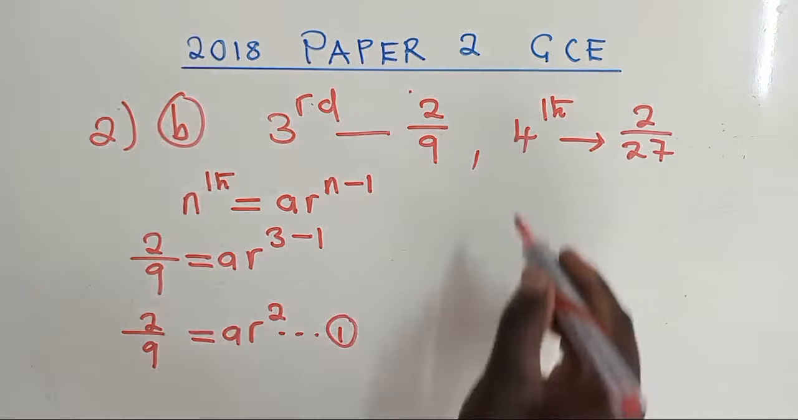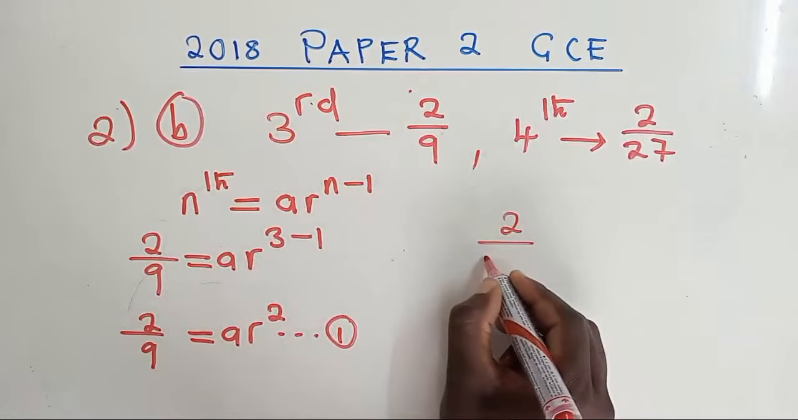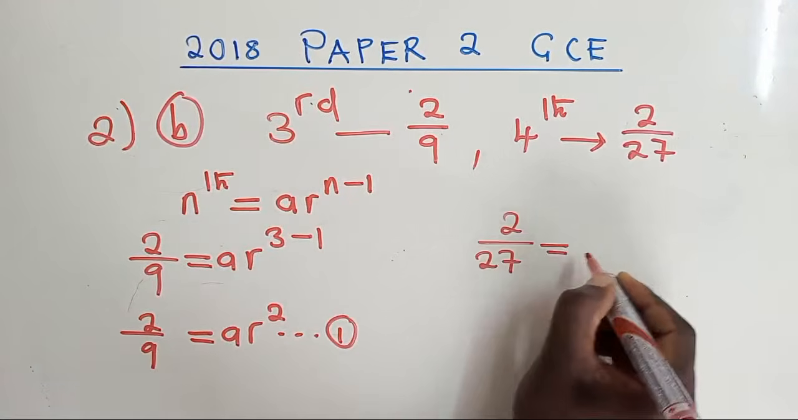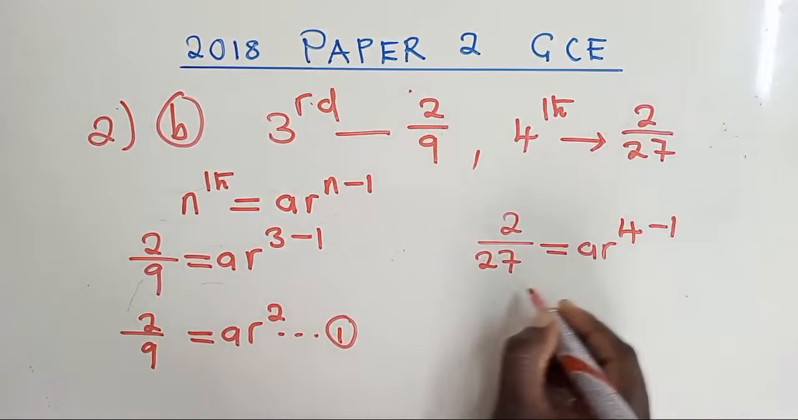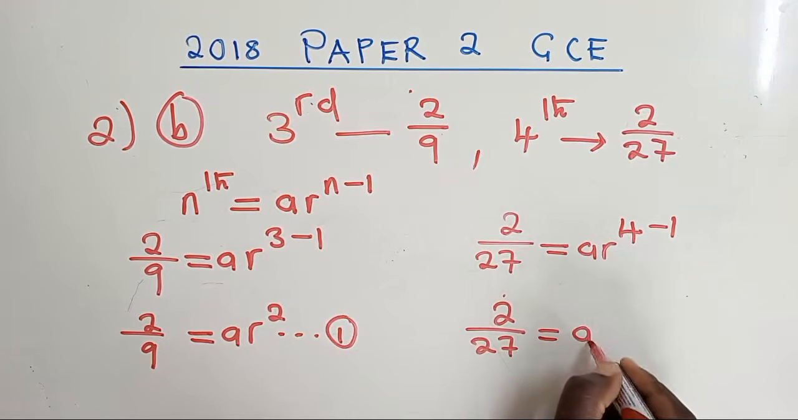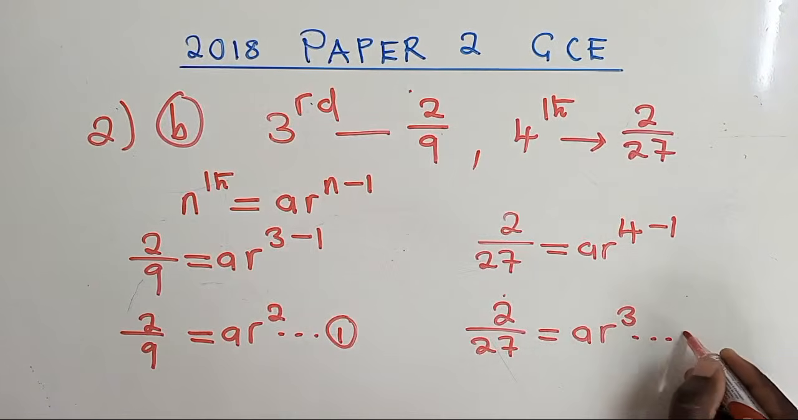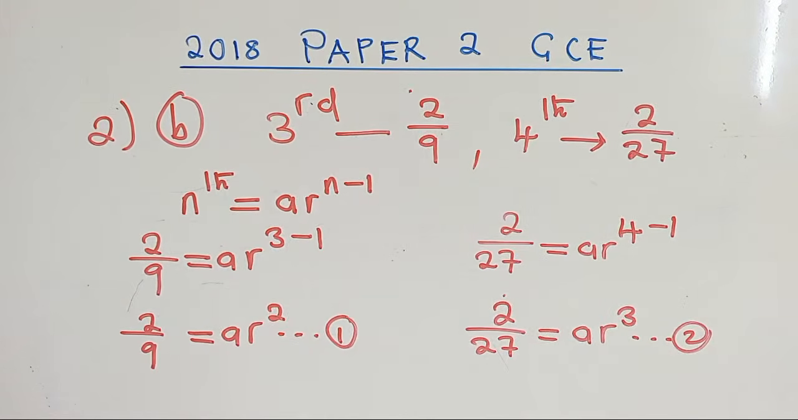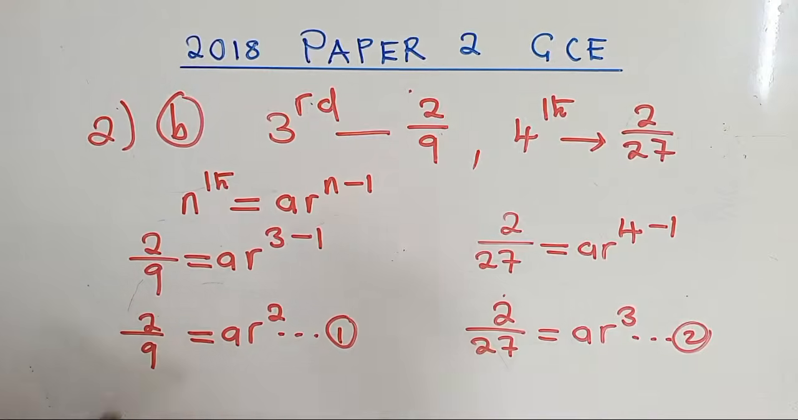We come to this now. So where there is n, we put a 4, like we did here, a 2 over 27, which is equal to a r, on n, we put a 4 minus 1 there. So 2 over 27 is equal to a r power 3. So we shall call this equation 2. So we have two equations which we need to solve simultaneously. This one and this one.